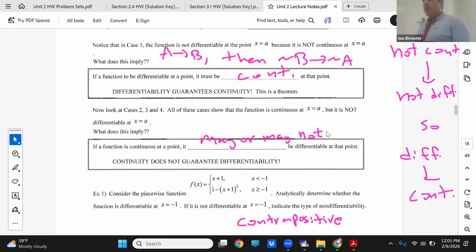So very, very important. Whenever you're asked to find if something's differentiable, the first thing you should always do is check for continuity. If you're continuous, cool, but we still have to dig a little deeper. But continuity is necessary for differentiability to happen.